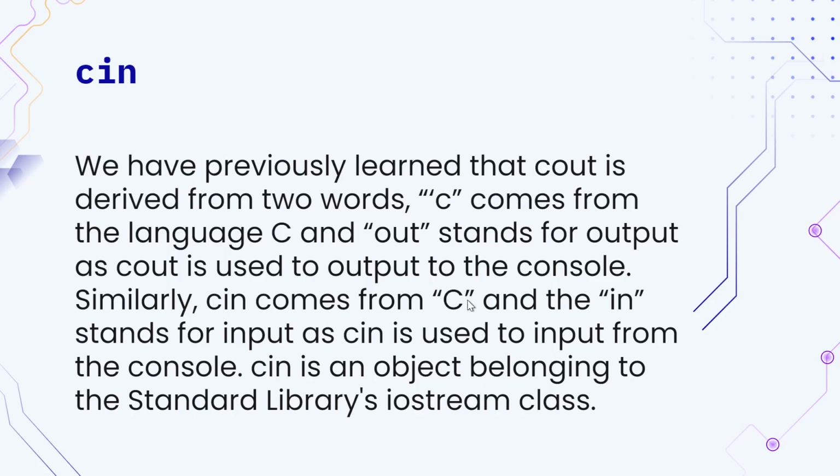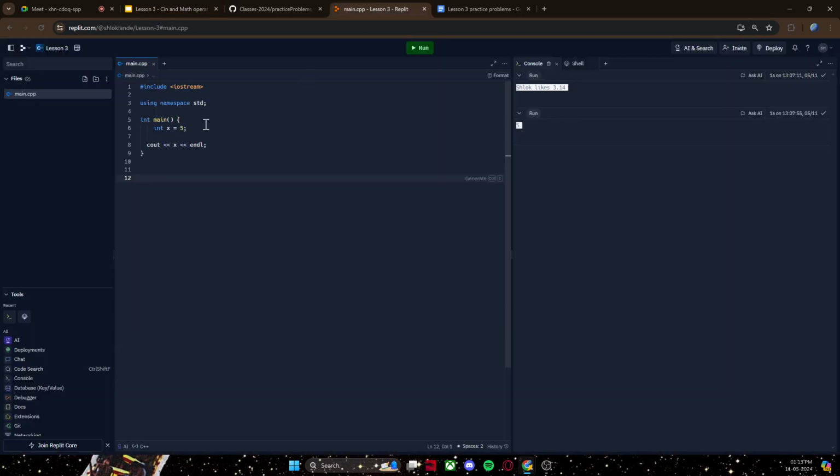cin comes from c, which is the language, and in, which comes from input. So cin is basically used for when you want the user to input anything into your program and then use that value. cin is a pretty big part of programming and you'd use it quite a lot. And cin is an object belonging to the standard library's iostream. So whenever you make a new program, you include this, so that you can input and output stuff.